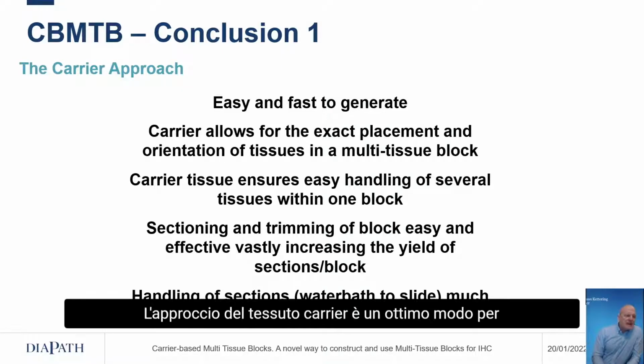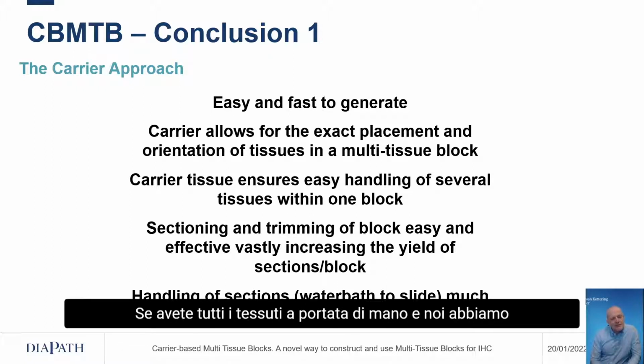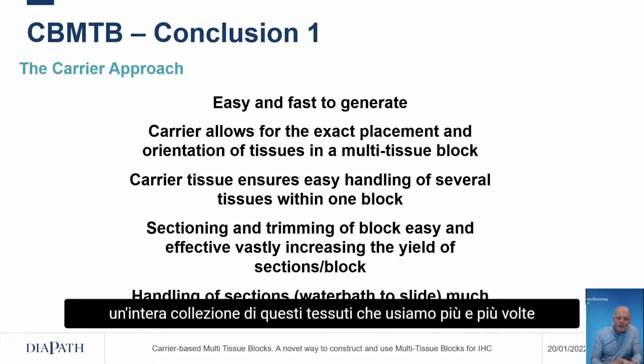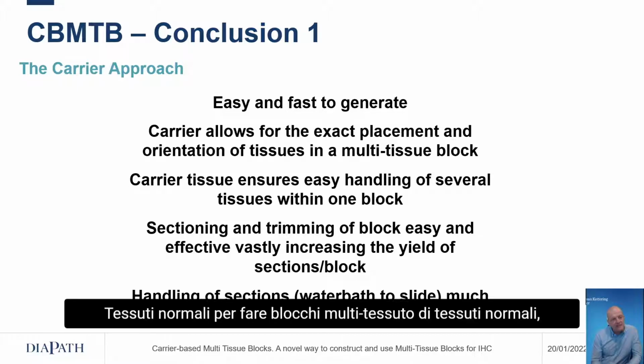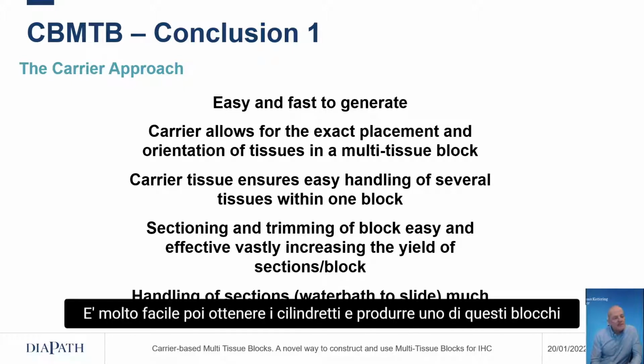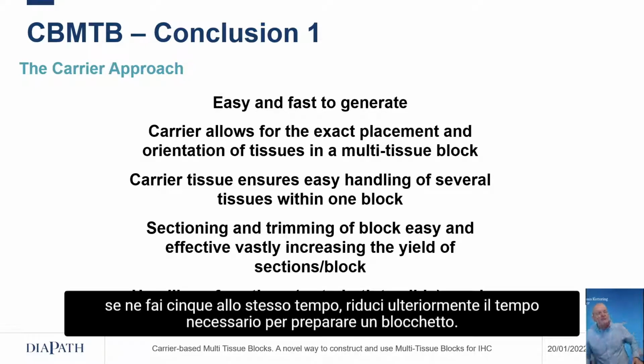Taken together, the carrier approach is a very good way to assemble several tissues in a multi-tissue block. It's very easy and fast to generate. The technicians in our lab are now well versed. If you have all the tissues handy, and we have a whole collection of these tissues that we use over and over again to make new normal tissue multi-tissue blocks, it's very easy to punch them out. You do one of these blocks in maximum 10 minutes. And if you do 5 at the same time, you further cut down.